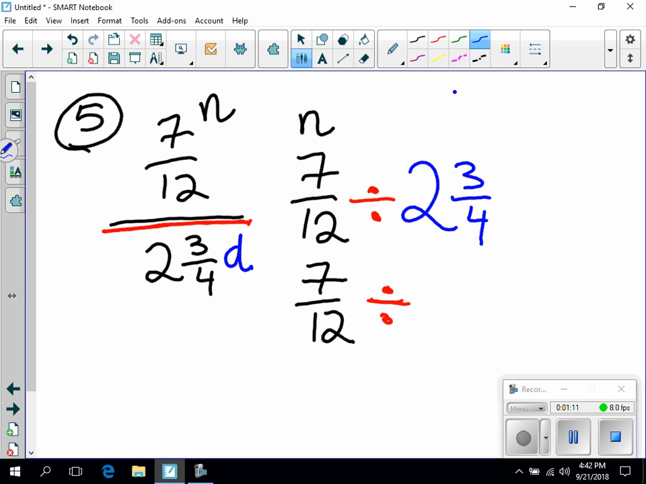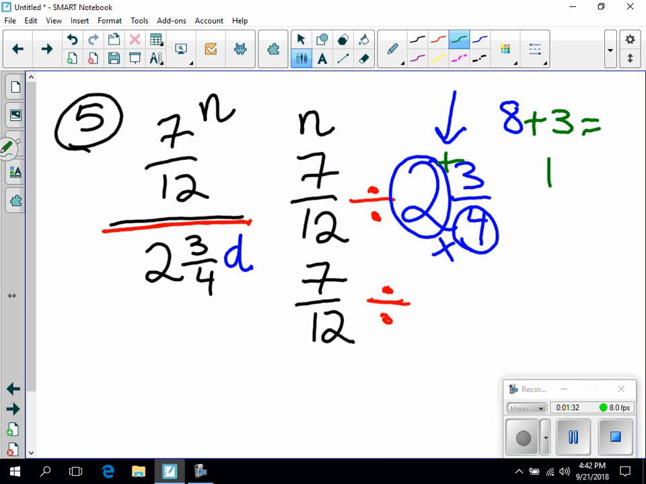We're going to change the mixed number to an improper fraction. To do that, you're going to multiply this larger number by the denominator. So you're going to multiply 2 by 4. We get a result of 8. Then you add the numerator. And 8 plus 3 is 11. You write that total in the numerator, and then you keep the denominator the same. You keep the denominator of 4. So 2 3/4 is equivalent to 11/4.